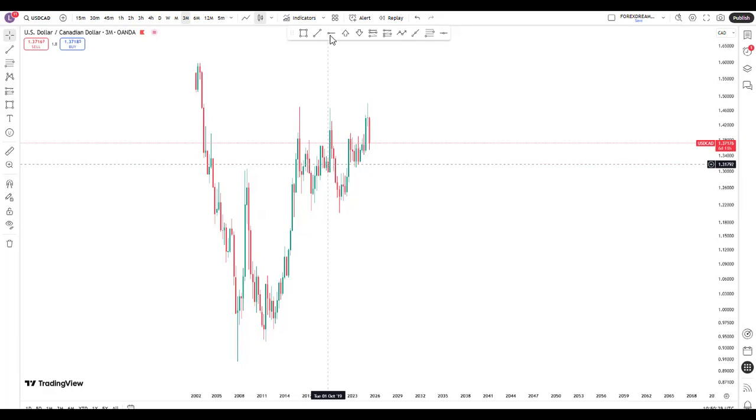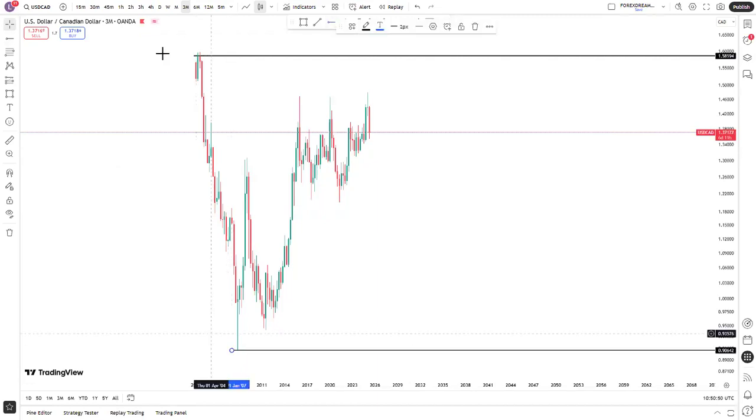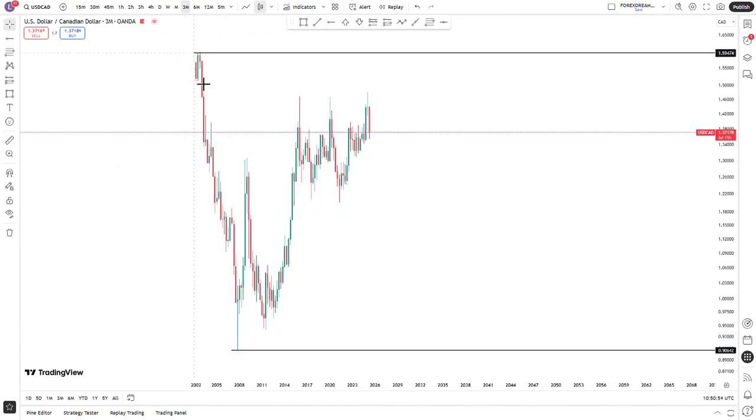Right now I'm on the 3 months time frame. That means each candlestick that you see here represents 3 months. For the whole 3 months, you'll just see one candlestick. Same thing. So here is your major support. Here is your major resistance.